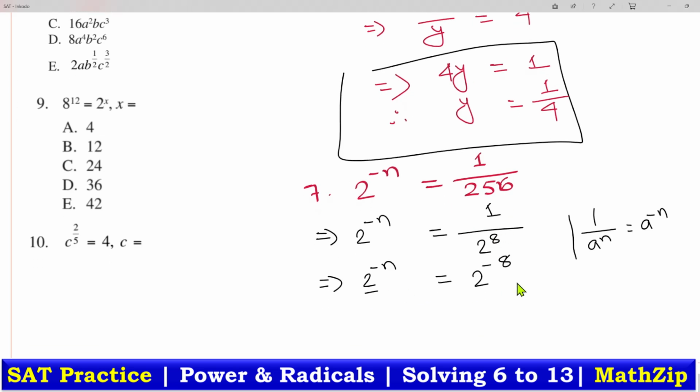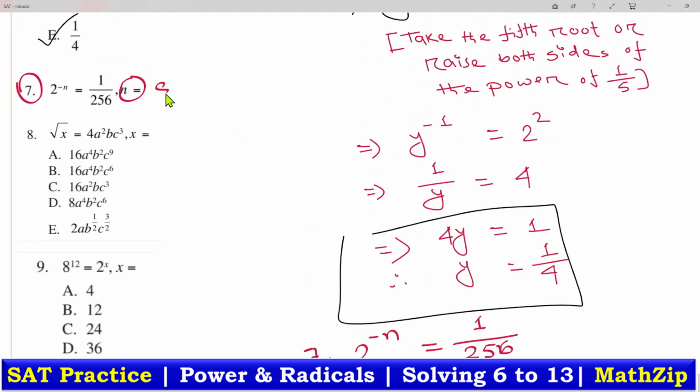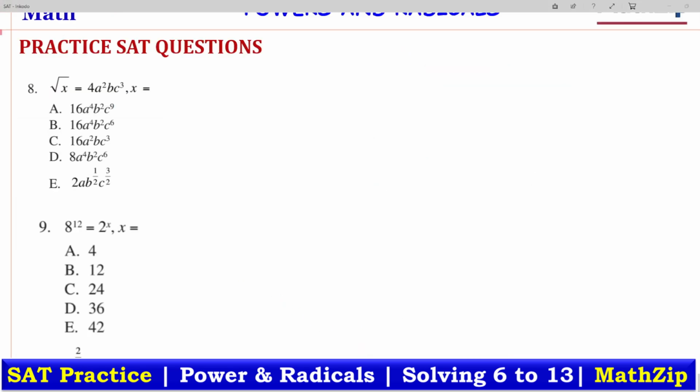Now look, here the bases are the same. We know once the bases are the same, a to the power m equals a to the power n means m equals n. So we can write minus n equals minus 8. That means multiplying both sides by minus 1, n equals 8, and this is our answer. Number 7 done.